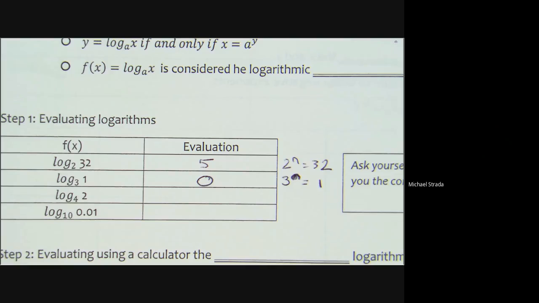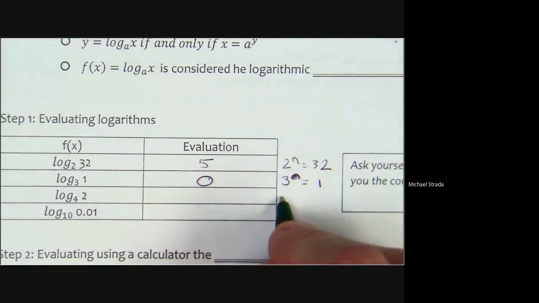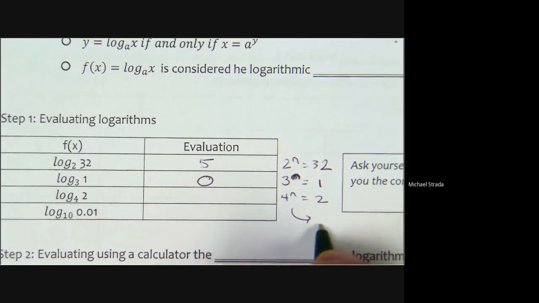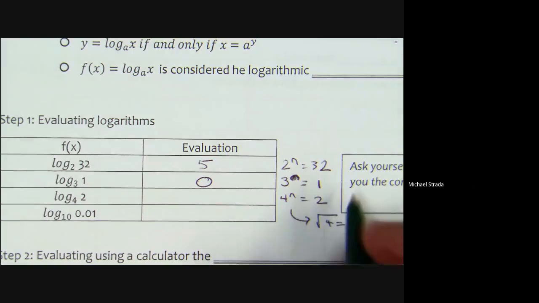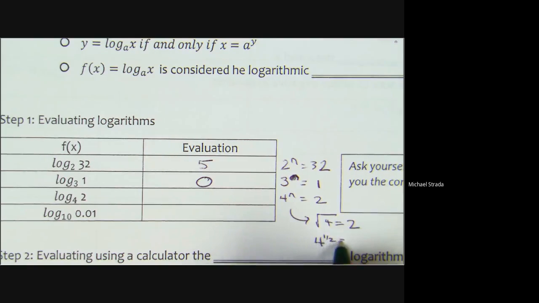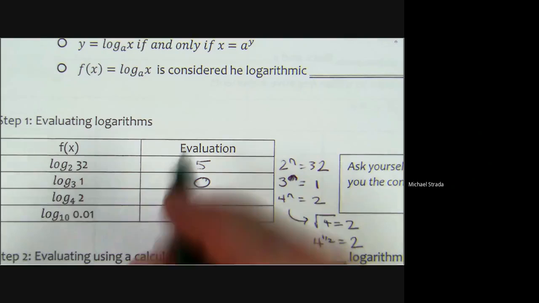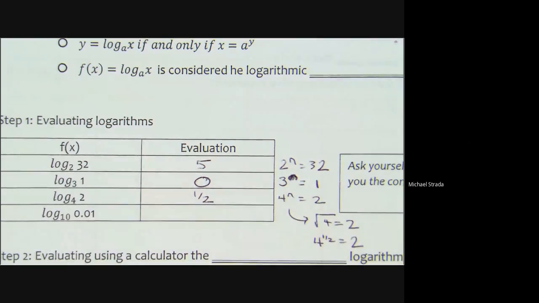All right, the other two are a little trickier because they're less than 1. Log base 4 of 2: 4 to what power gives you 2? Well, the square root of 4 is what gives you 2. And from the glory days of algebra 2, the square root is the same thing as the 1/2 power. So 4 to the 1/2 equals 2. So whenever the number is the square root of the base, your answer is 1/2.